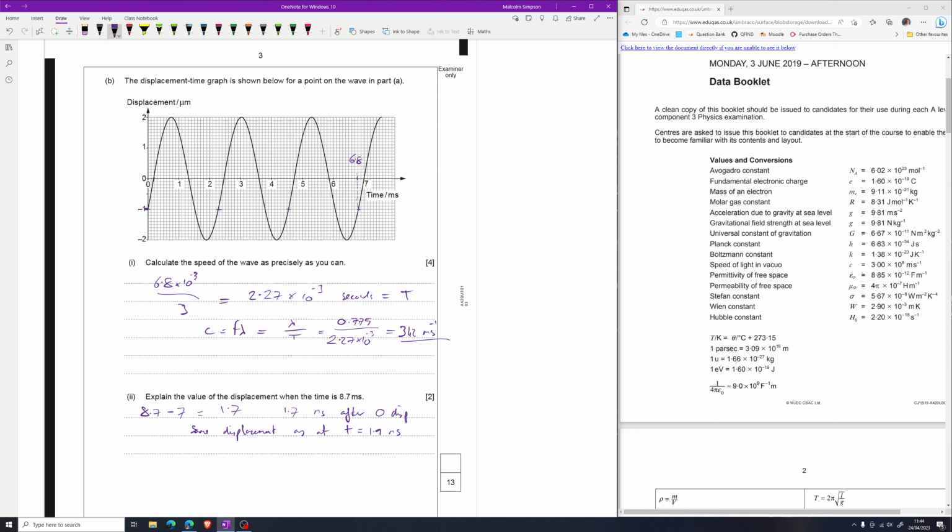As far as I can see, is it though? No, it's -2. My eyesight. -2 micrometers. And yeah, that's it. I'm happy enough with that.